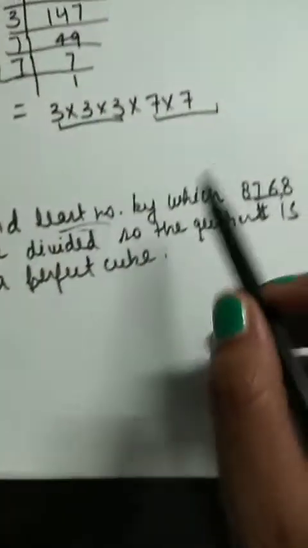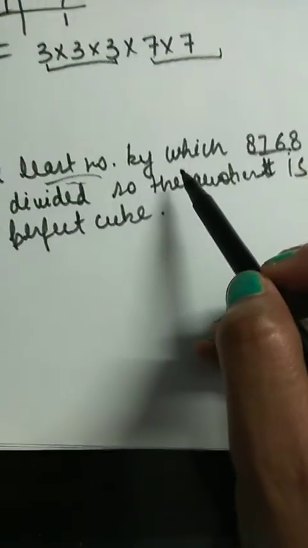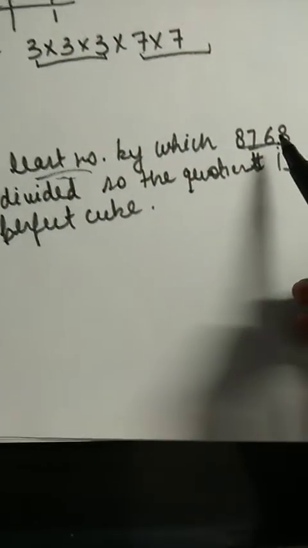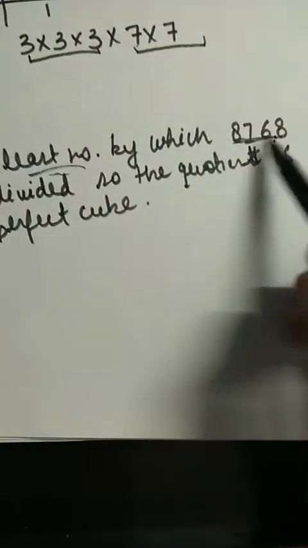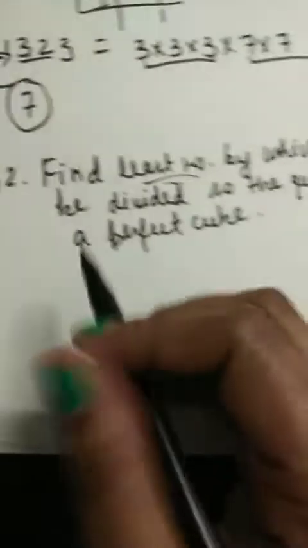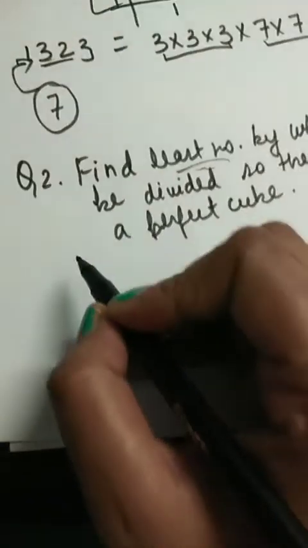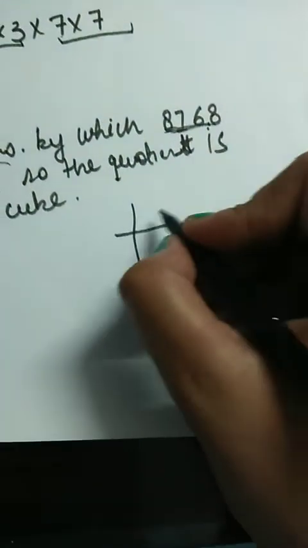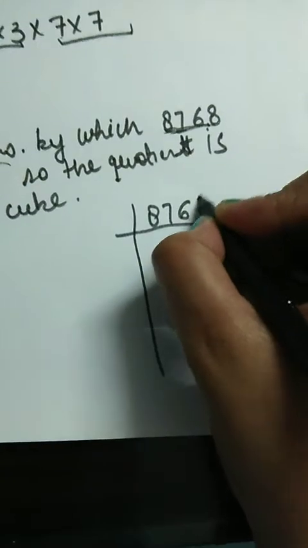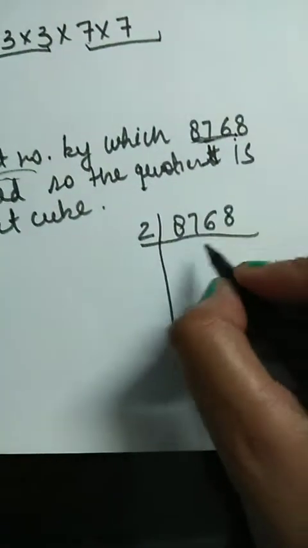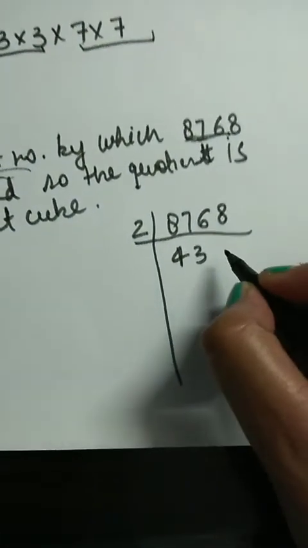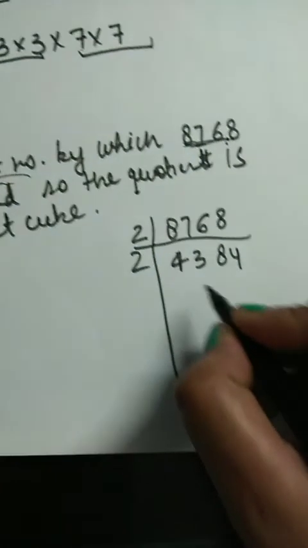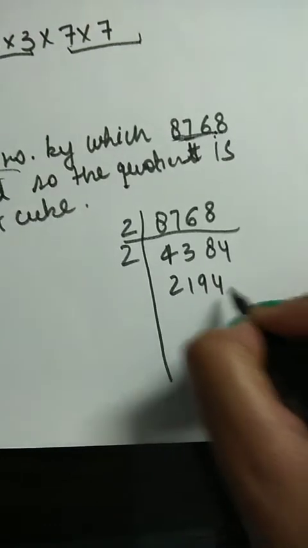Now you have to think of such a number by prime factorization so that this number can become a perfect cube, and you have to think of a number by which this can be divided. Again we will do it with the prime factorization method only. Now find the prime factors of this number 8768. So take it with 2. It will be 4384. Again if you take it with 2, it will be 2192.